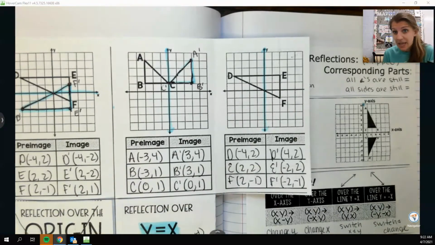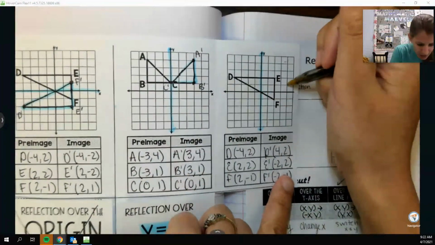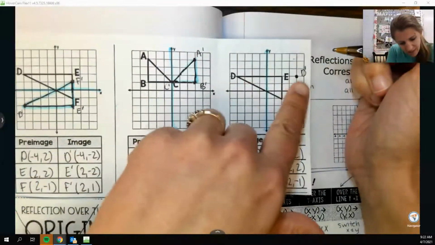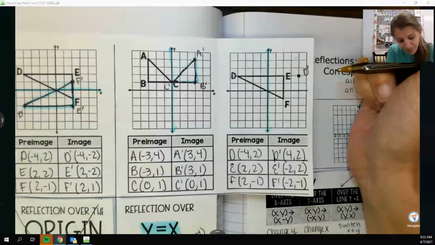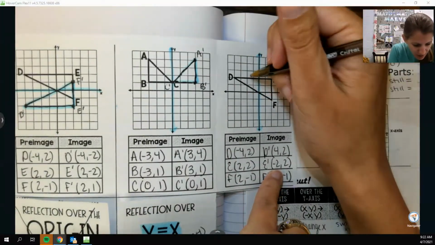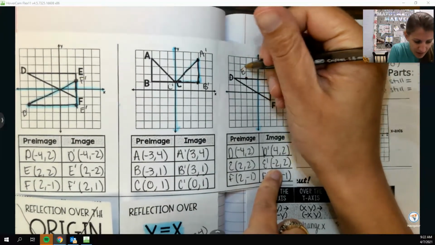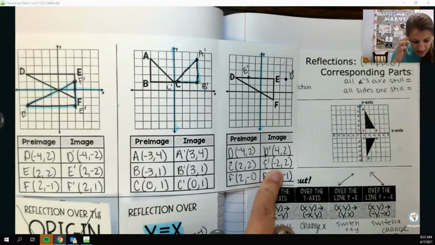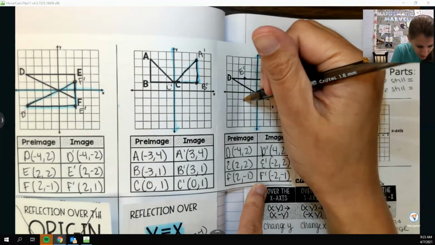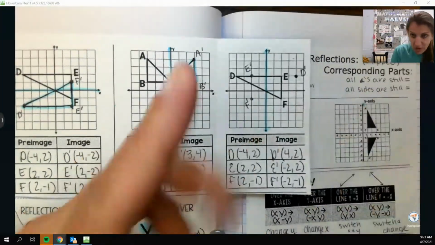Then once I have my points, now I can go plot them all. So D prime, I'm going to go to 4, 2. And that makes sense and feels good to me that it would flip over that way. E prime is at -2, 2. So again, it makes sense that if it was over here, now it should be over there. It's got to switch sides. And then F prime is at -2, -1. And again, that feels good and makes sense to me.